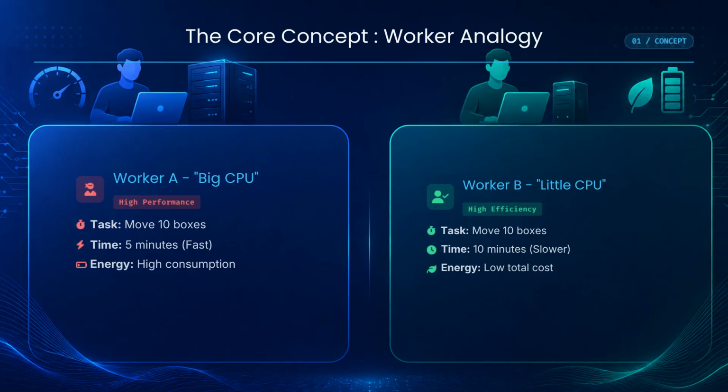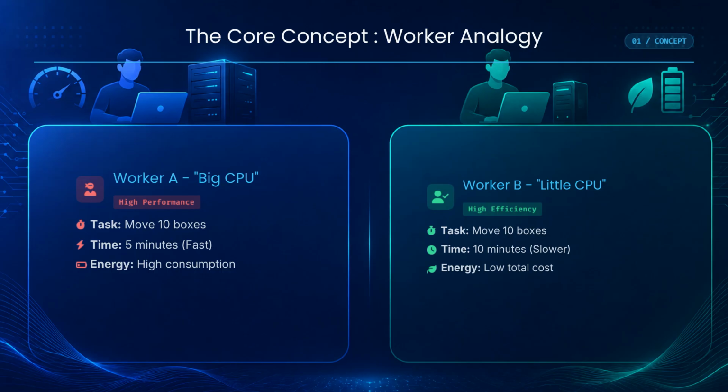Let's make this concrete before going technical. Imagine two workers asked to move the same 10 boxes. Worker A, the big CPU, is very strong and finishes in 5 minutes, but burns a lot of energy. Worker B, the little CPU, is slower, taking 10 minutes, but uses far less total energy for the same job. Neither is objectively better. It depends on whether you need the job done now or want to conserve the energy. EAS is the manager making this exact call automatically every time a task needs somewhere to run.